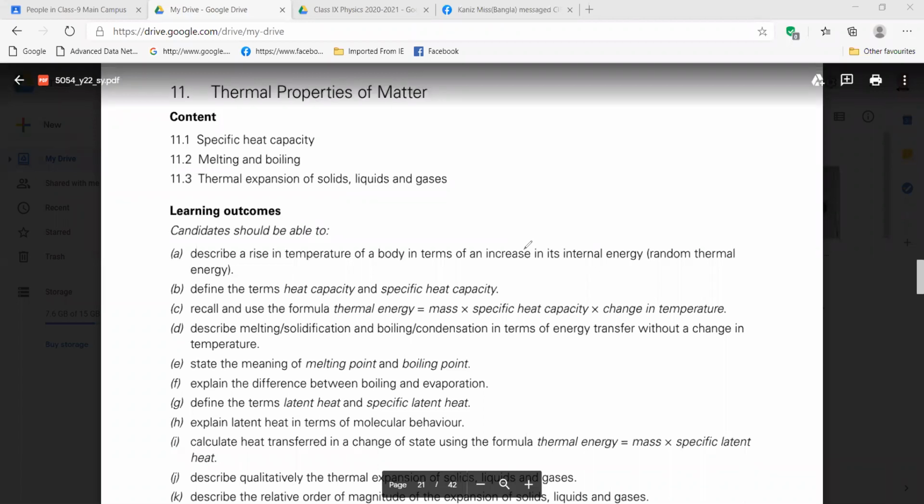Yes. From next class we will do: describe melting and solidification, boiling and condensation in terms of energy transfer without a change in temperature. Shafqat didn't come, sir. I think he is following the old routine, the old timing. I think he will come.